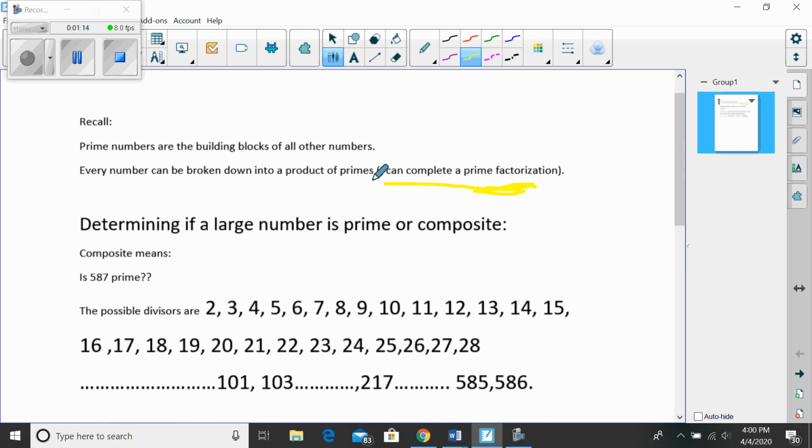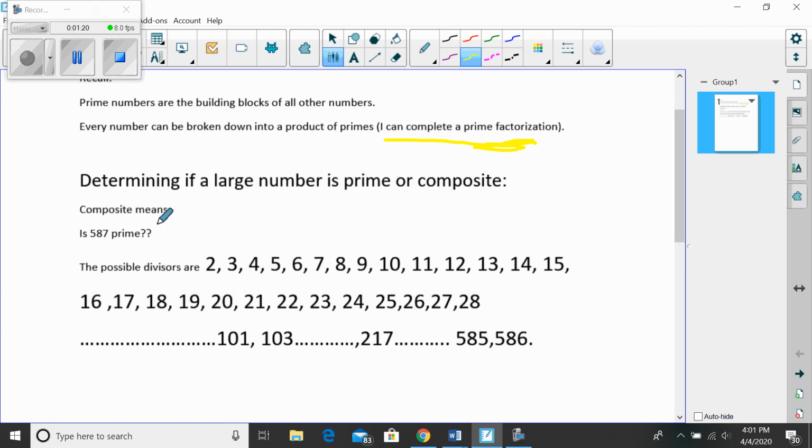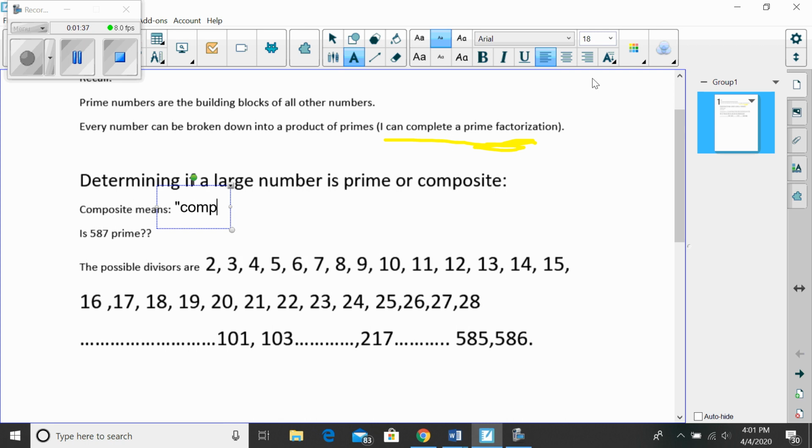But anyway, on the topic of determining if a large number is prime or composite, I'm going to add another definition of composite. We had a definition the other day, but let me give you this one. Composite, and you can tell just by the way it sounds, means composed of primes.